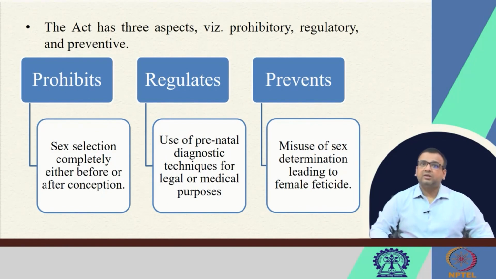The Act has three aspects: prohibition, regulation and prevention. The prohibition is on sex selection completely, either before or after, that is, preconception or prenatal. Sex selection is completely prohibited. It is not at all allowed. Those who do so face punishment.